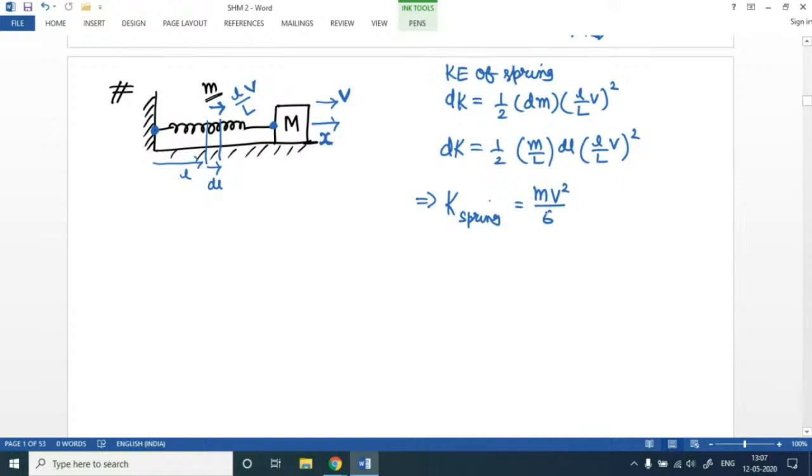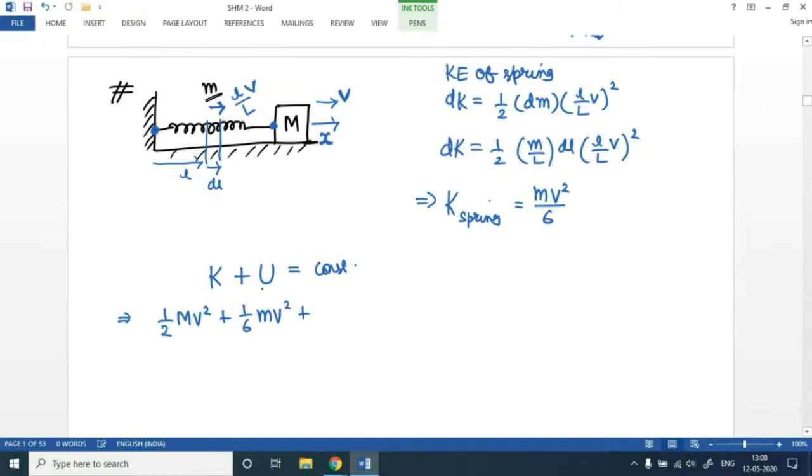In order to prove the motion to be SHM, the energy method is simply this: you find the total mechanical energy, let's say kinetic energy K and potential energy of the system U, and that is the total mechanical energy. Since this system is conservative, that would be a constant. So the kinetic energy of the block would be half capital M v square, and the kinetic energy of the spring we have already written, that is 1 by 6 m v square.